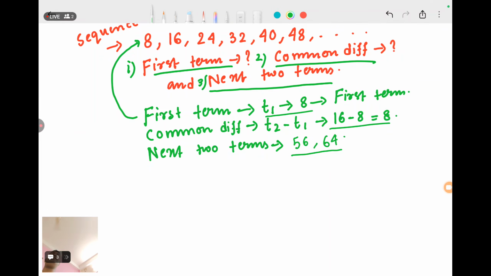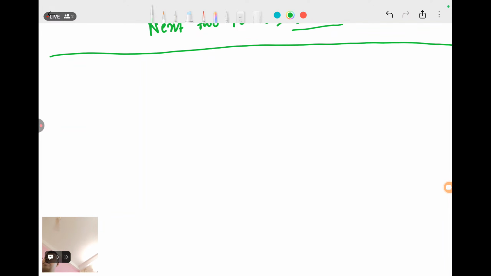Now I have taught you about arithmetic progression. Now we will go to problems. Now we will learn how to find the general term in an arithmetic progression.